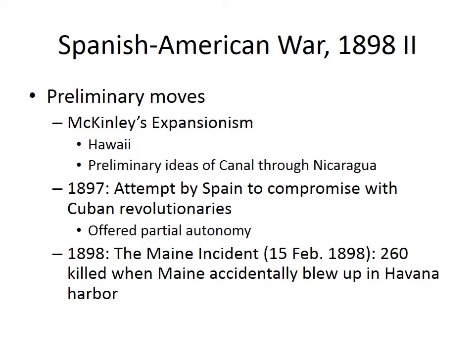Now, 1897, the Spanish seek terms with the Cuban revolutionaries. This does not play to U.S. interests. What the Spanish offer, and the reason they do this is because they kind of see trouble with the United States brewing. In an effort to prevent that from happening, they want to pacify Cuba. To pacify Cuba, they offer the Cuban revolutionaries partial autonomy. This does not serve U.S. interests. What the U.S. wants is the domination of Cuba.